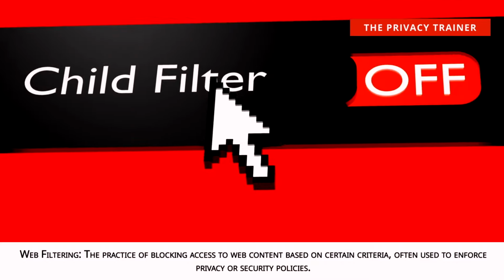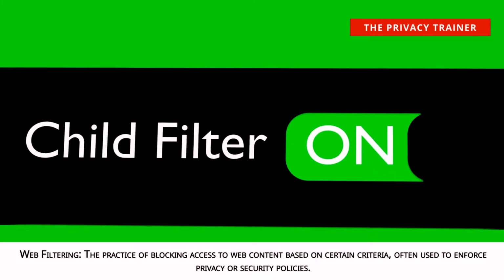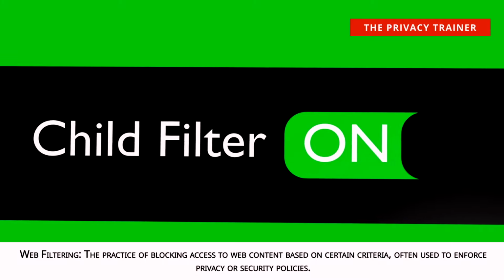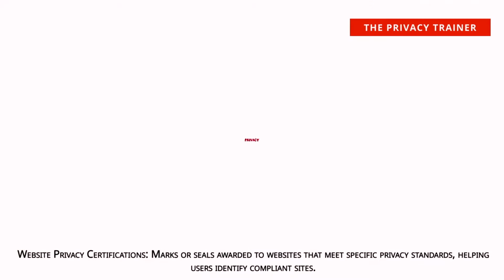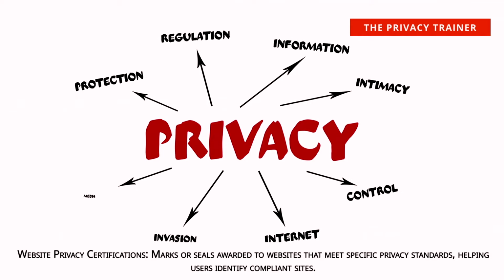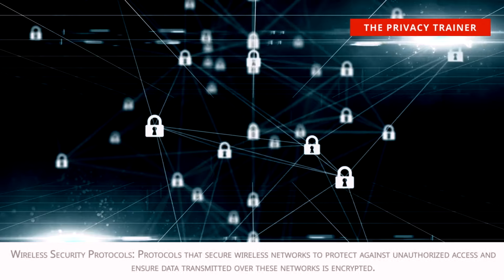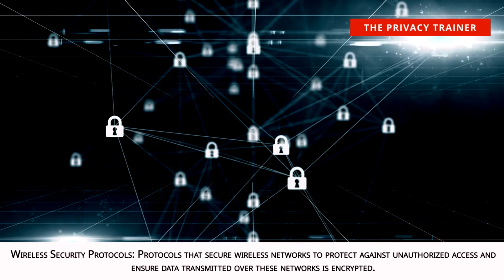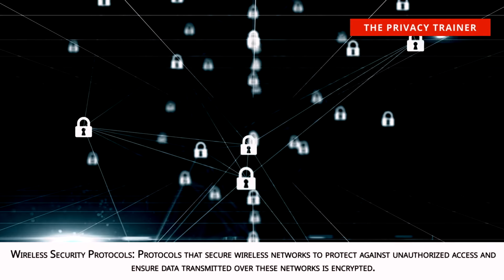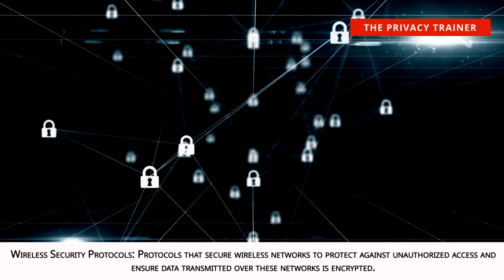Web filtering, the practice of blocking access to web content based on certain criteria, often used to enforce privacy or security policies. Website privacy certifications, marks or seals awarded to websites that meet specific privacy standards, helping users identify compliant sites. Wireless security protocols, protocols that secure wireless networks to protect against unauthorized access and ensure data transmitted over these networks is encrypted.